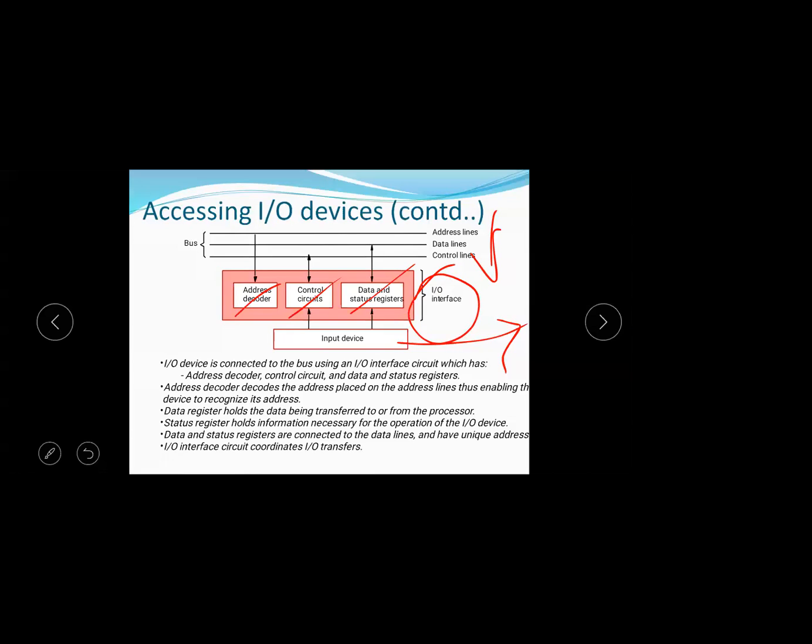so an IO device is connected to the bus using an IO interface circuit which has address decoder, control circuit and data status register. Address decoder decodes the address based on the address line. Address line, okay, processor address line మీద ప్లేస్ చేసిన అడ్రస్ ని అడ్రస్ రికార్డ్ చేస్తుంది. The address is matched to the input device address. Okay, దీని అడ్రస్ 100 అనుకో, అడ్రస్ లైన్ మీద 100 ప్లేస్ చేసింది ప్రాసెసర్.